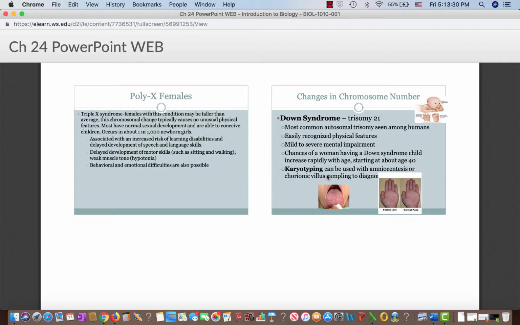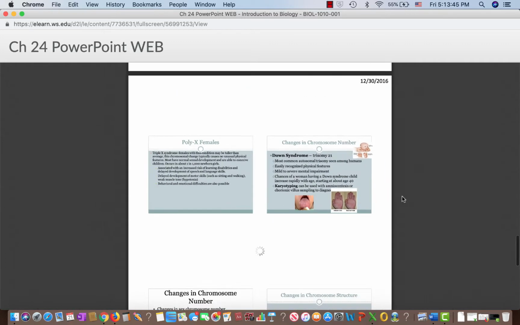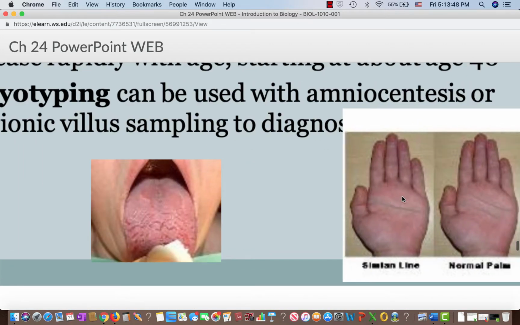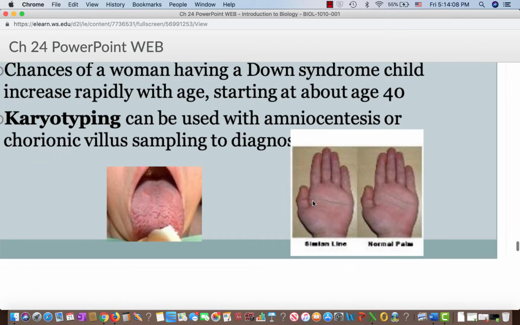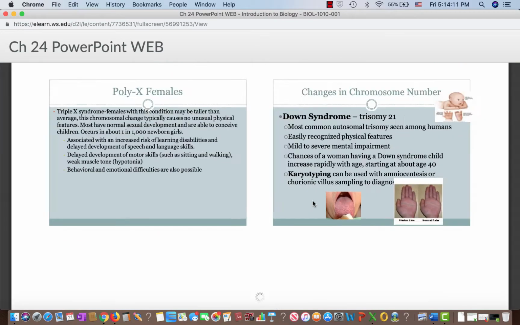You can do karyotyping with amniocentesis or chorionic villus sampling. It's basically you can sample the child's DNA in utero, and one of the characteristic physical features is this simian line. Like there's one single line across the palm. If you look at your hand, you've typically got 3, 2 there, and then the one around the thenar eminence of the thumb. But they just have the one single line, and that's pretty indicative of trisomy 21.